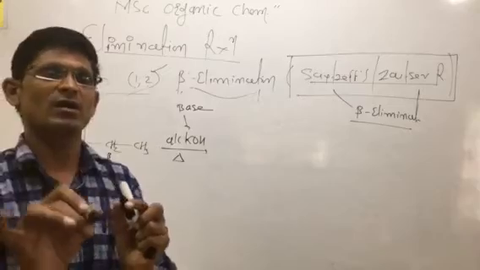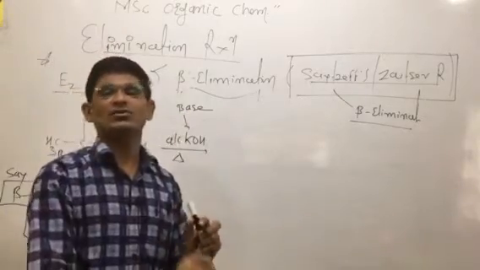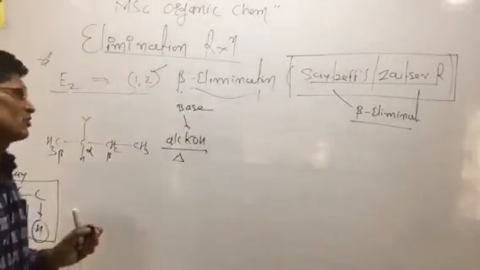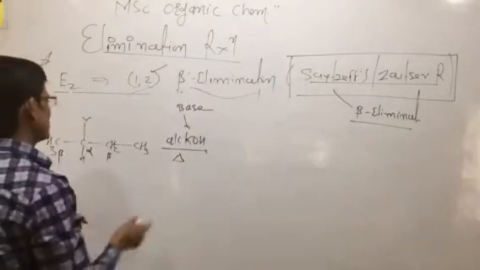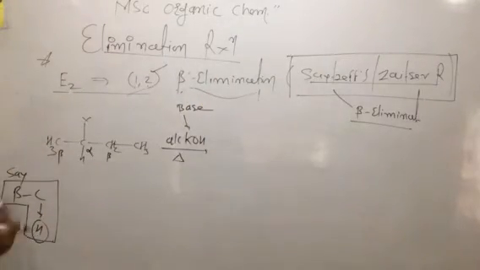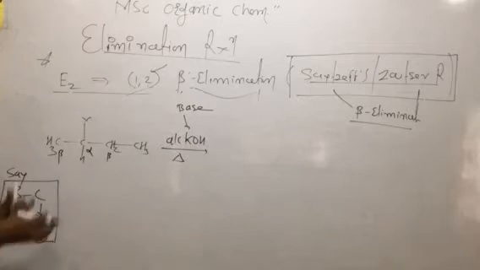The reactant should have an alpha carbon. The reactant should have at least one hydrogen atom on the alpha carbon. This is the condition for the beta elimination, or Saytzeff elimination. So here we are discussing beta elimination and Saytzeff elimination.